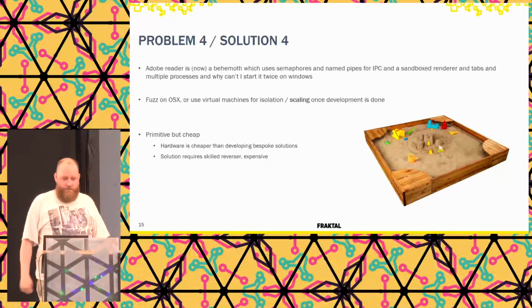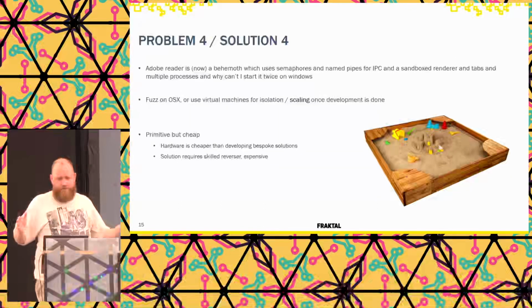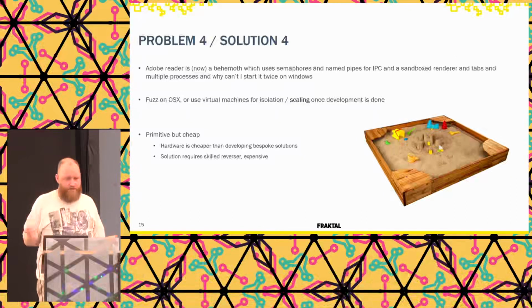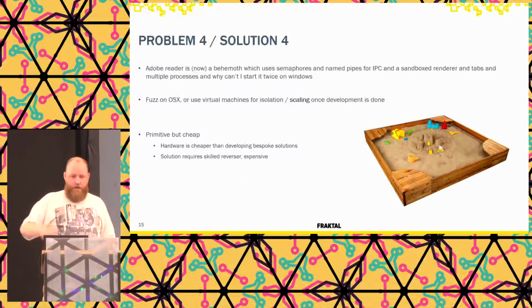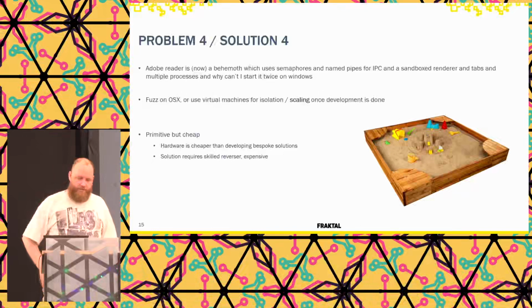A pretty easy solution is to fuzz on OS X instead, because that one doesn't have a problem with spawning 20 simultaneous Adobe Readers, because, well, POSIX, I guess. Or just use virtual machines for isolation and scaling. It's super primitive, but it's also cheap.